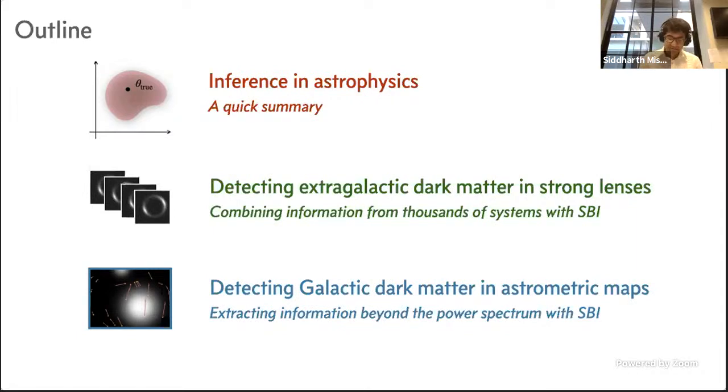And in the last part, I'll talk about detecting galactic dark matter in the Milky Way with astrometric maps. And I'll talk about what that is. And something I'll try to emphasize here with broader applicability is how you can use some of these methods to extract information beyond some of the conventional statistics that we're used to, like the angular power spectrum, for example.